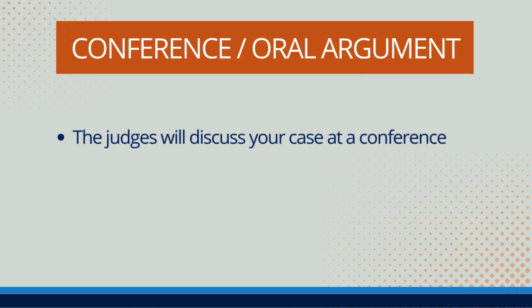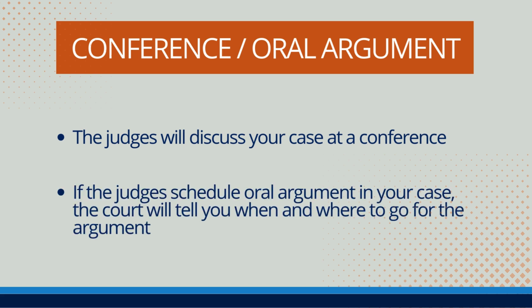After a reply is filed, or the deadline passes, the judges will meet to discuss the appellate special action at a conference. You cannot attend the conference. The judges usually decide appellate special actions by reading the petition, the response, and the reply, and by looking at the appendices, without setting oral argument. If the judges schedule oral argument in your case, the court will tell you when and where to go for the argument. Arguments are usually in person, at the Court of Appeals building in Phoenix.